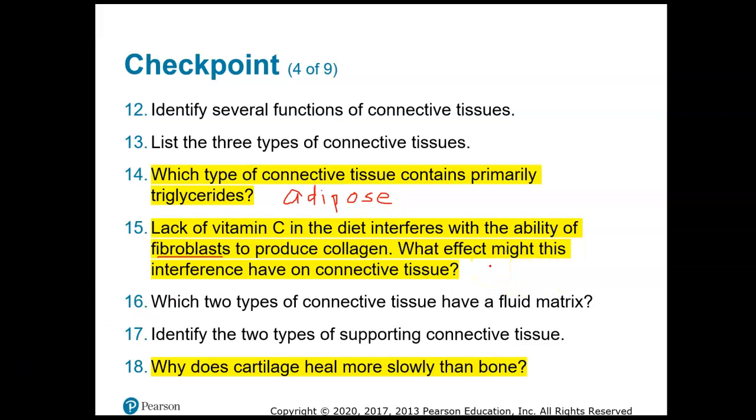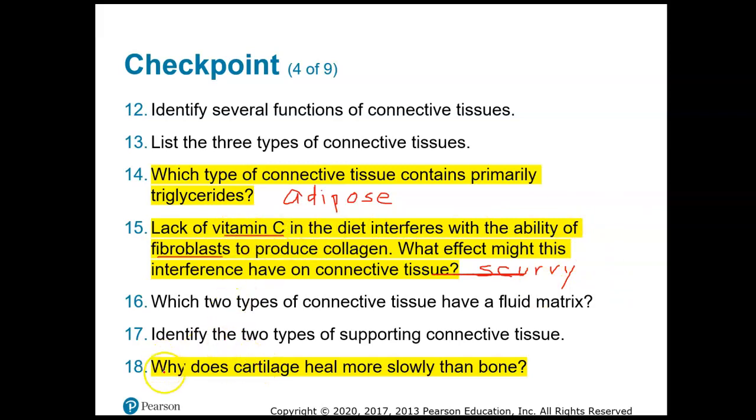The disease that can be caused in children who have a lack of vitamin C is called scurvy, S-C-U-R-V-Y. But in general, it can just lead to weak bones. Vitamin D deficiency can also affect your bones, but a lot of people don't realize vitamin C deficiency can as well.